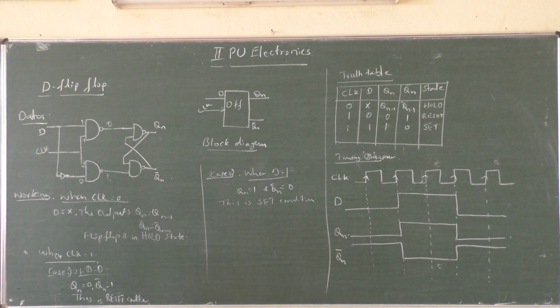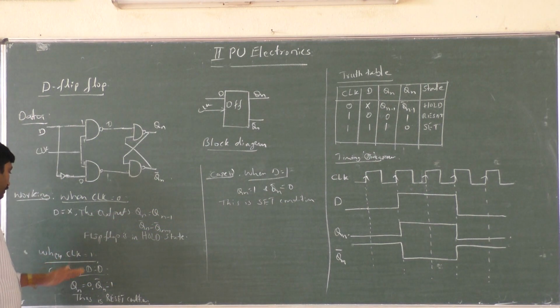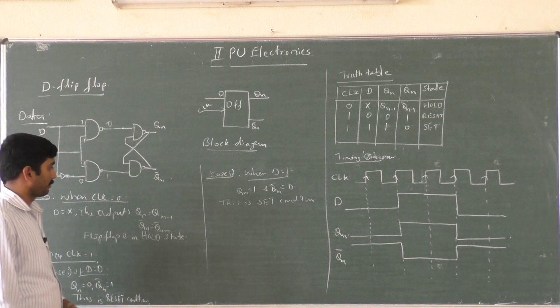Next, working condition: when the clock equal to 0, whatever may be the value of D, the output remains in its previous value. And when the clock equal to 1, case 1, if D equal to 0, Qn equal to 0 and Qn bar equal to 1, that is reset. This is the reset condition.